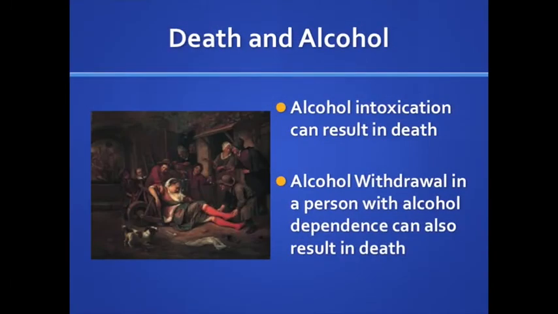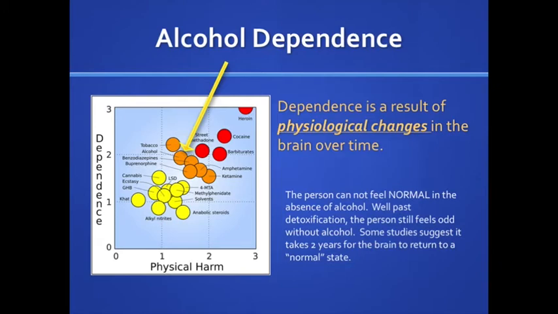Through antiquity, it's been common knowledge that alcohol can kill, but it was not always clear that alcohol withdrawal could be just as dangerous. This graph is a rough comparison of the physical harm caused by a drug of abuse and the physiological dependence produced by each drug. With dependence, a person cannot feel normal without the alcohol.